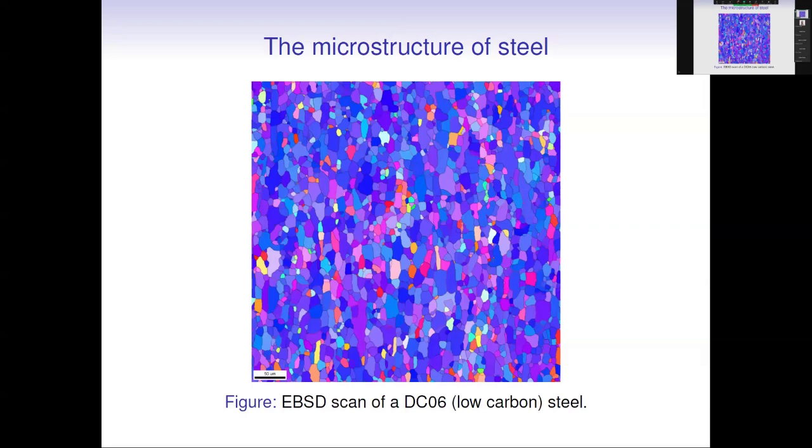This is what's called an electron backscatter diffraction scan, an EBSD scan, of a steel. Every color here corresponds to a different lattice orientation. I think in this picture the grains are elongated up and down a little bit, and that's due to the rolling process when they make the steel. They do lots of hot rolling, cold rolling. This is 50 microns here.